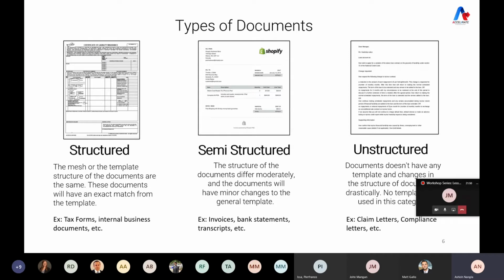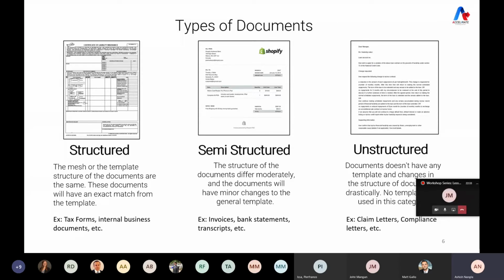Unstructured is something that generally does not have any template. It's completely based on text, like letters and simple notes typed by people, say adjuster notes for claims, where people are just typing in what they saw or what they have, or inspection reports. In this example, we have some compliance and claim letters as well, or customer interaction emails, or the body of the email, I would say. Those are all considered unstructured.